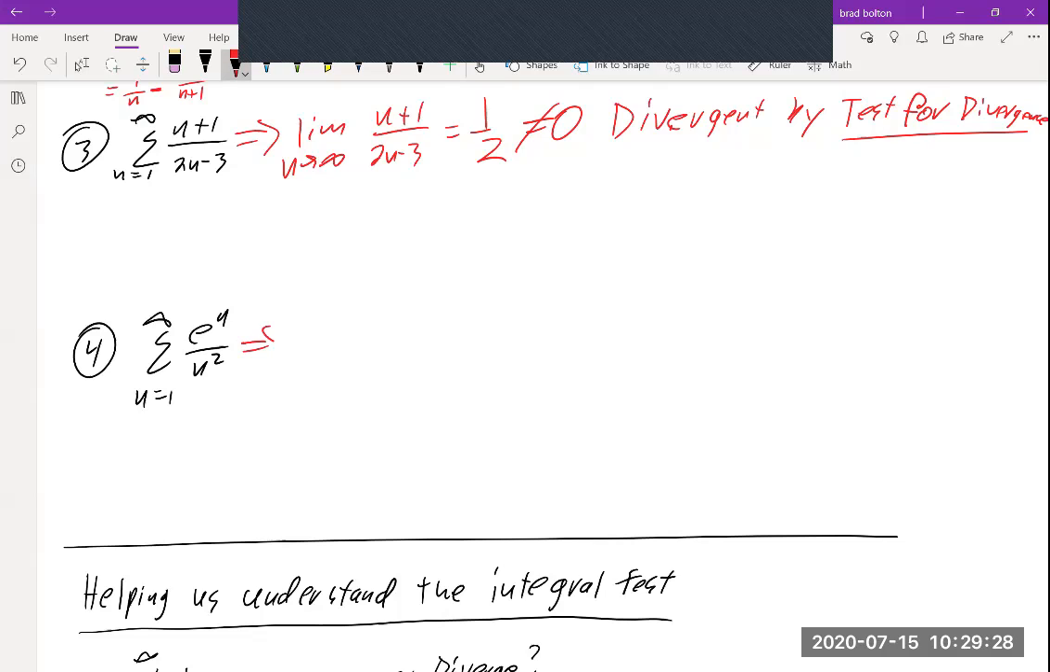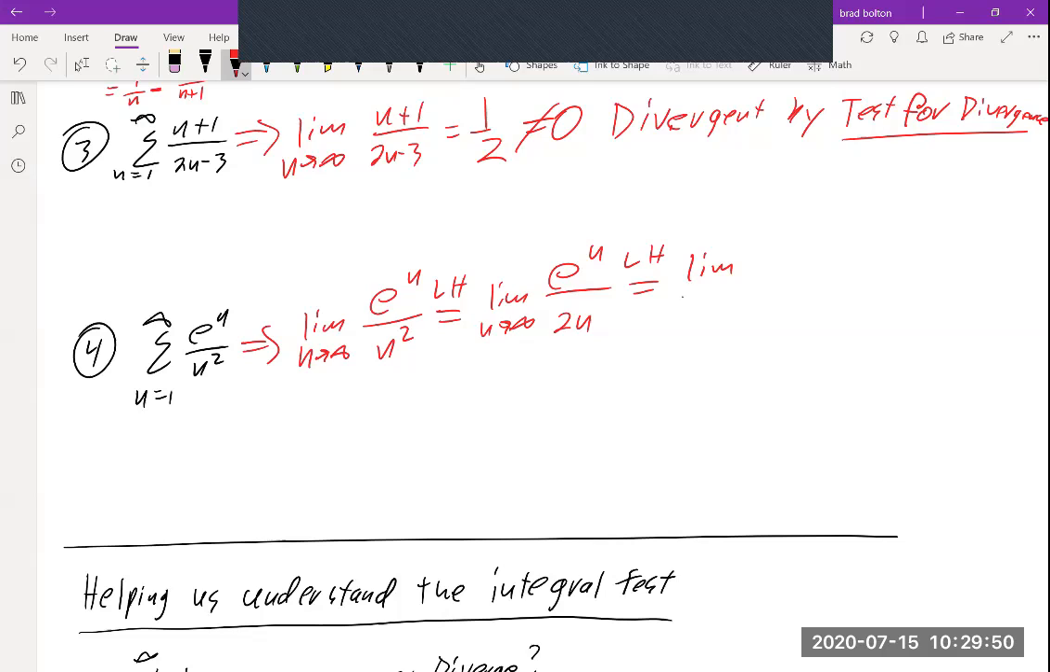So this one, I want to try it again. Limit as n approaches infinity of e to the n over n squared. But that's infinity over infinity, right? So I'm going to use L'Hopital's, and this will become the limit as n approaches infinity of e to the n over 2n. But that's still infinity over infinity, so I'm going to use another L'Hopital's, and this becomes the limit as n approaches infinity of e to the n over 2, which is equal to infinity, which is divergent because it's not equal to 0, by the divergence test.